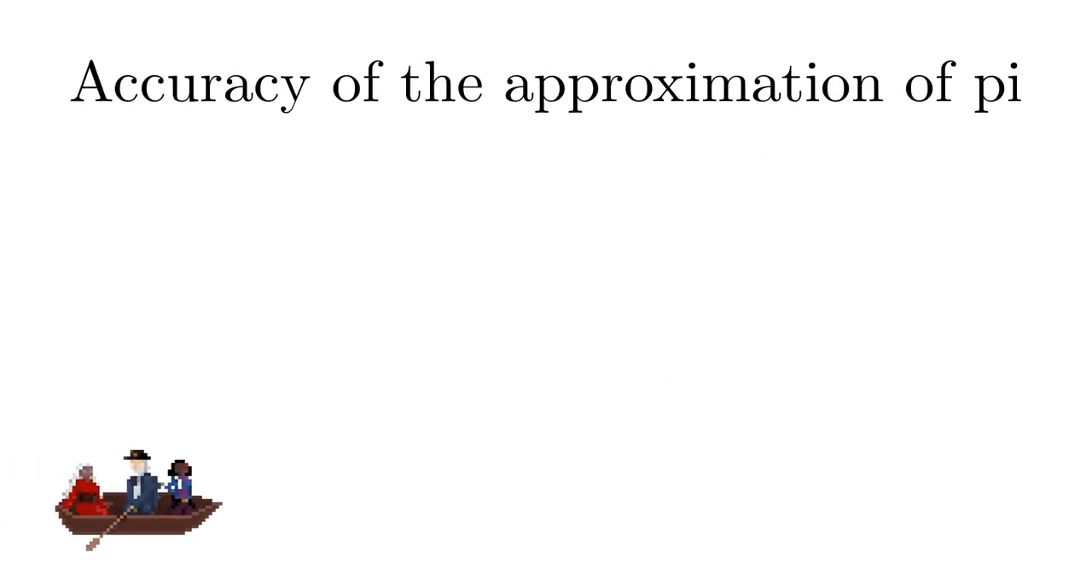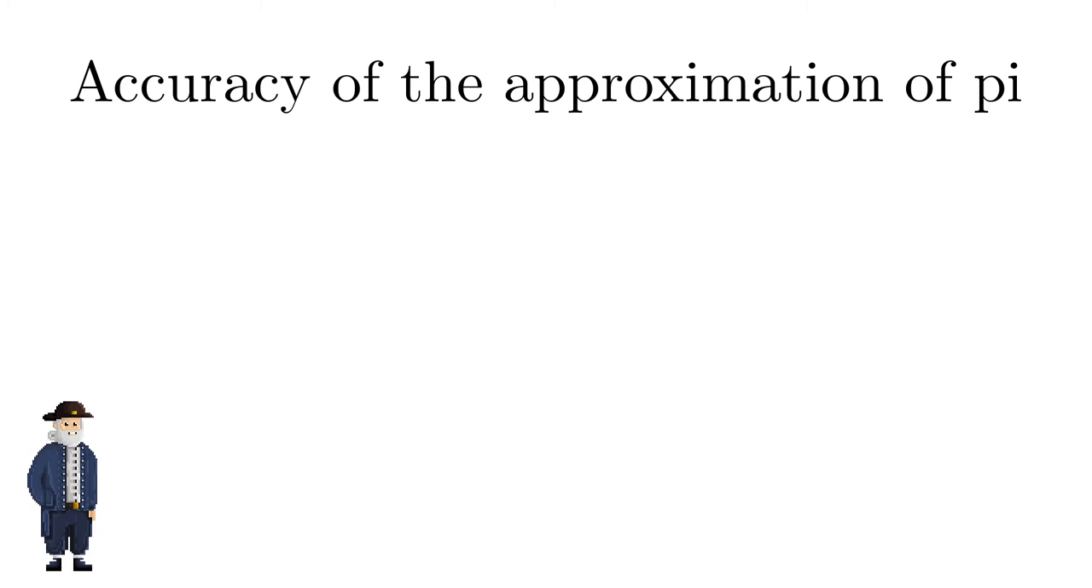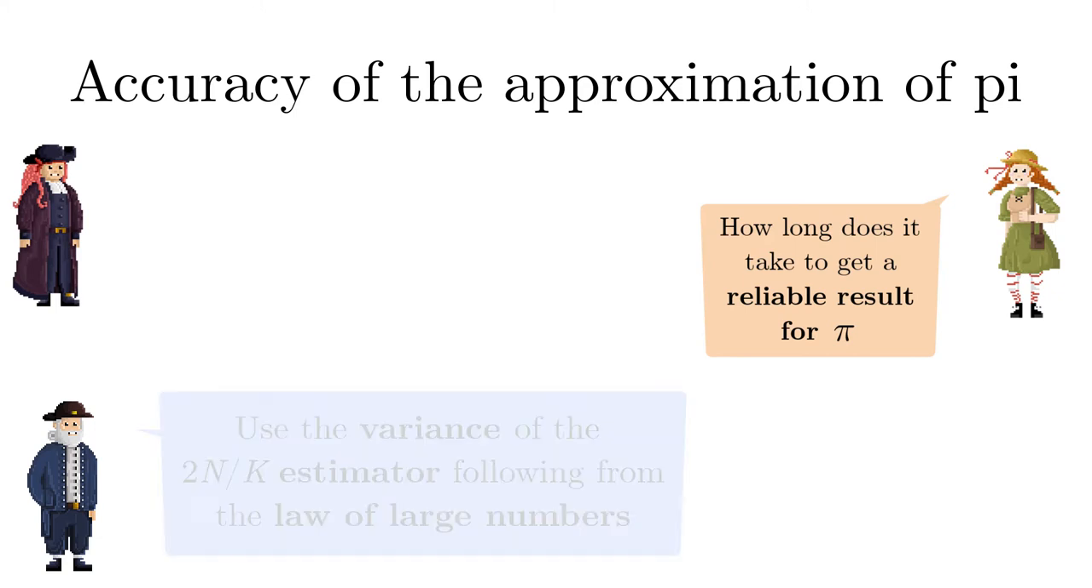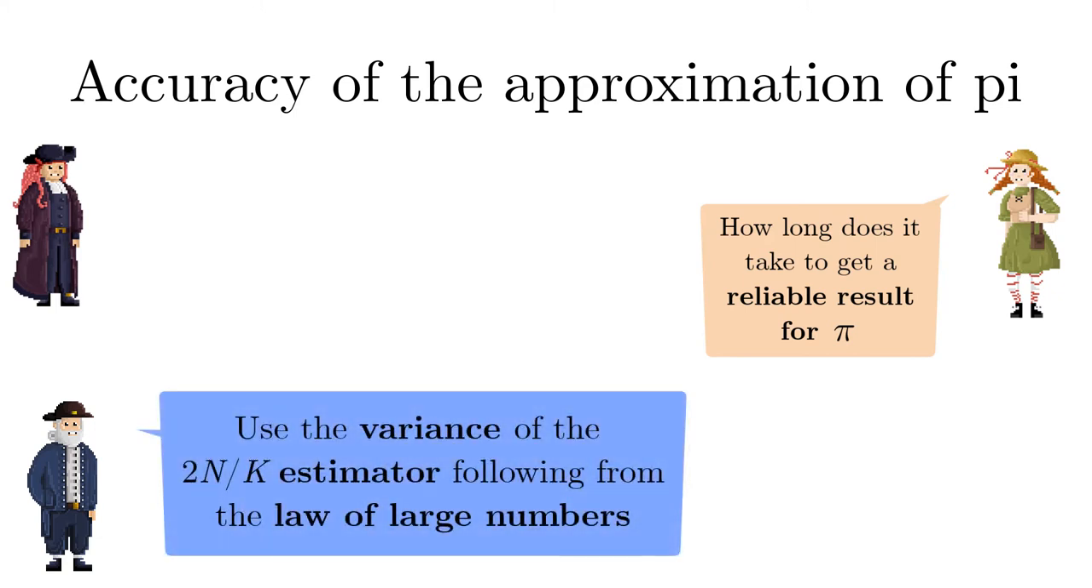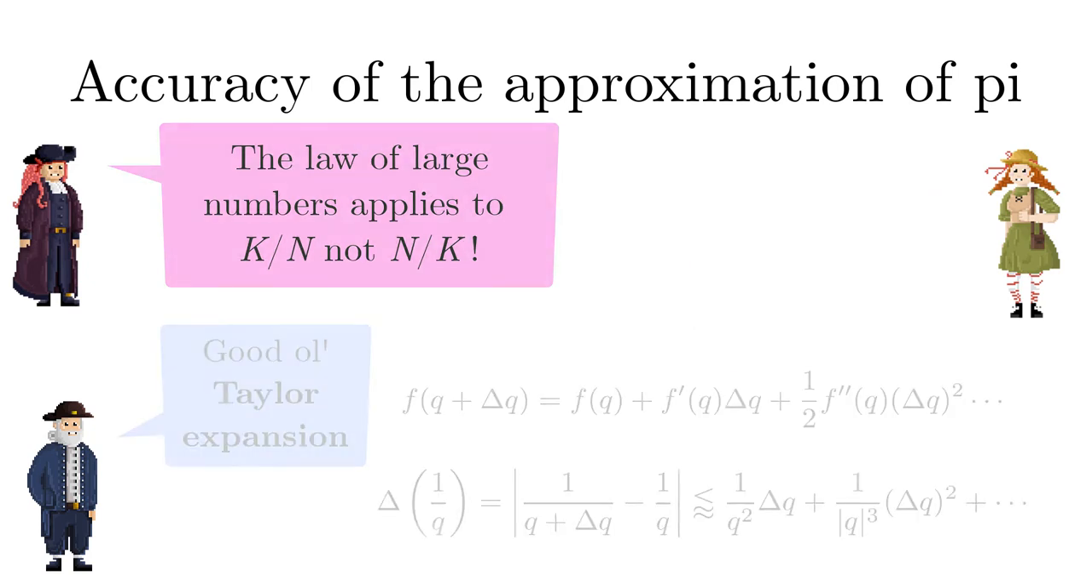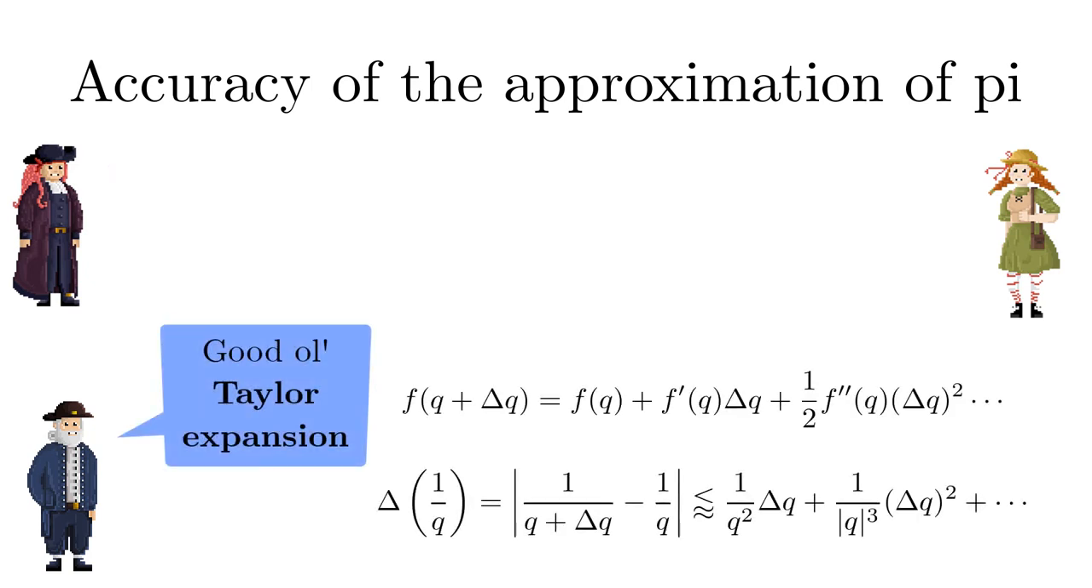Although Captain Van, who just arrived, would be satisfied with the asymptotic limit, Captain Bayes would like to answer Lyra's question about how long it takes to get a reliable result for the first 4 digits. Captain Van could argue that he knows the variance of the 2n over k estimator for pi based on the law of large numbers. However, the latter applies to the inverse k over n and not directly to n over k.